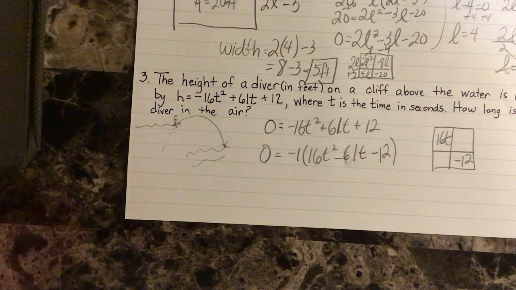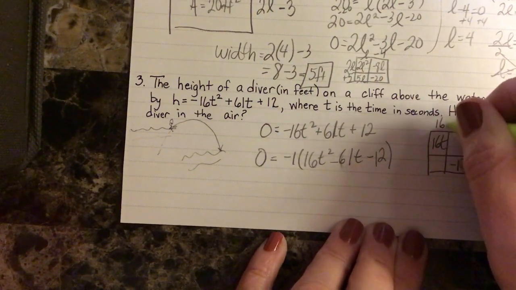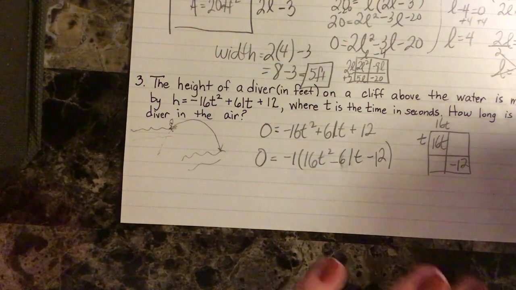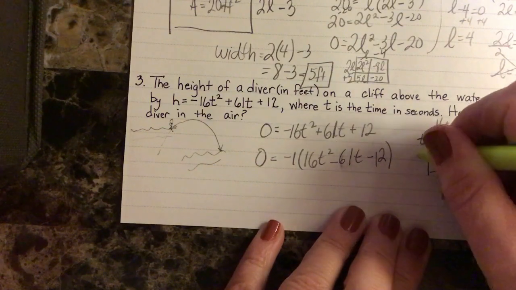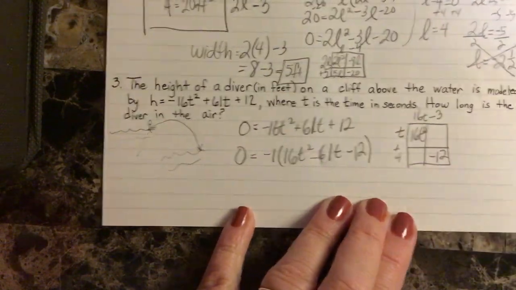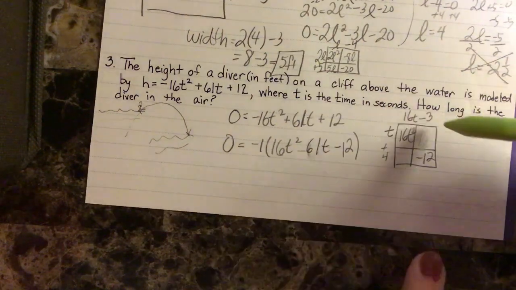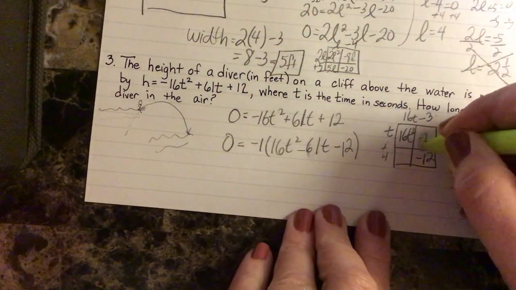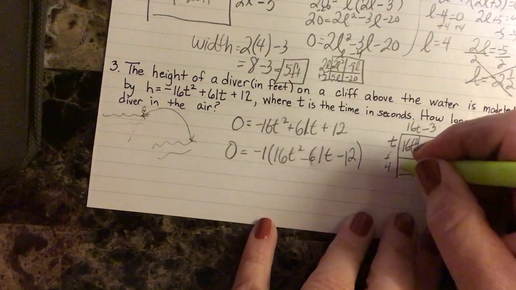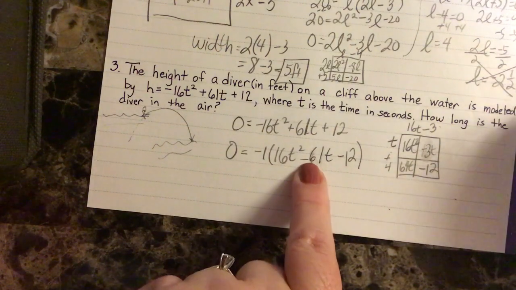Now what will I need to use? I'm going to put 16t and 1t here, and I'm going to put negative 3 and positive 4. Let's see if that'll work, because this multiplies to give me 16t squared, and this would multiply to give me negative 12. Let me see if it would add to give me negative 61. Negative 3 times t is negative 3t, and 16t times 4 is 64t. So 64t and negative 3t is that negative 61t.